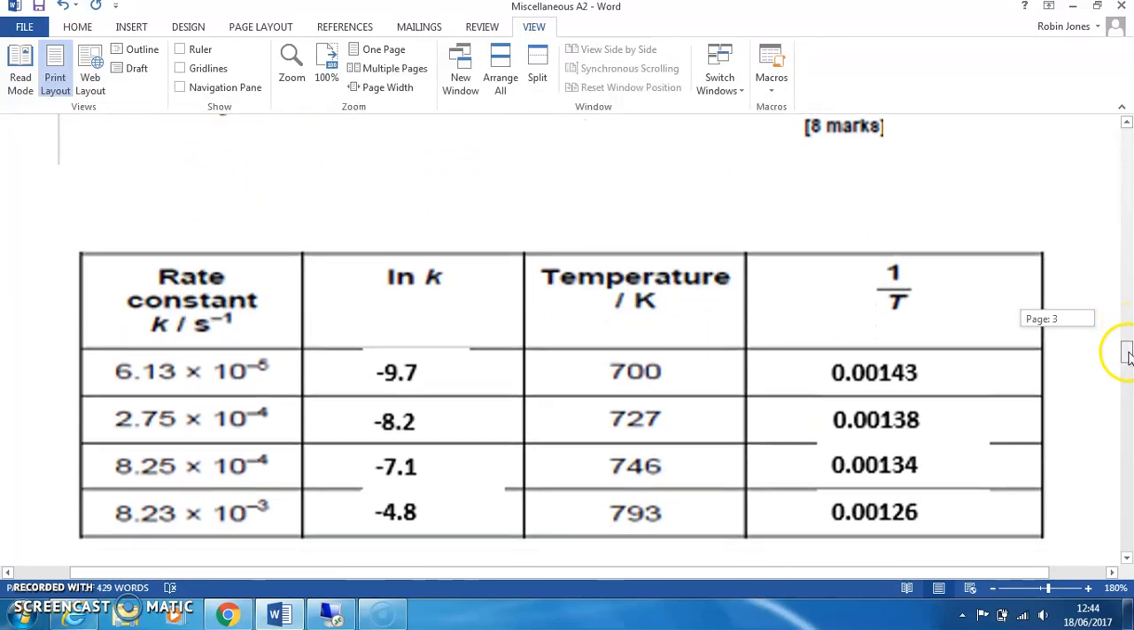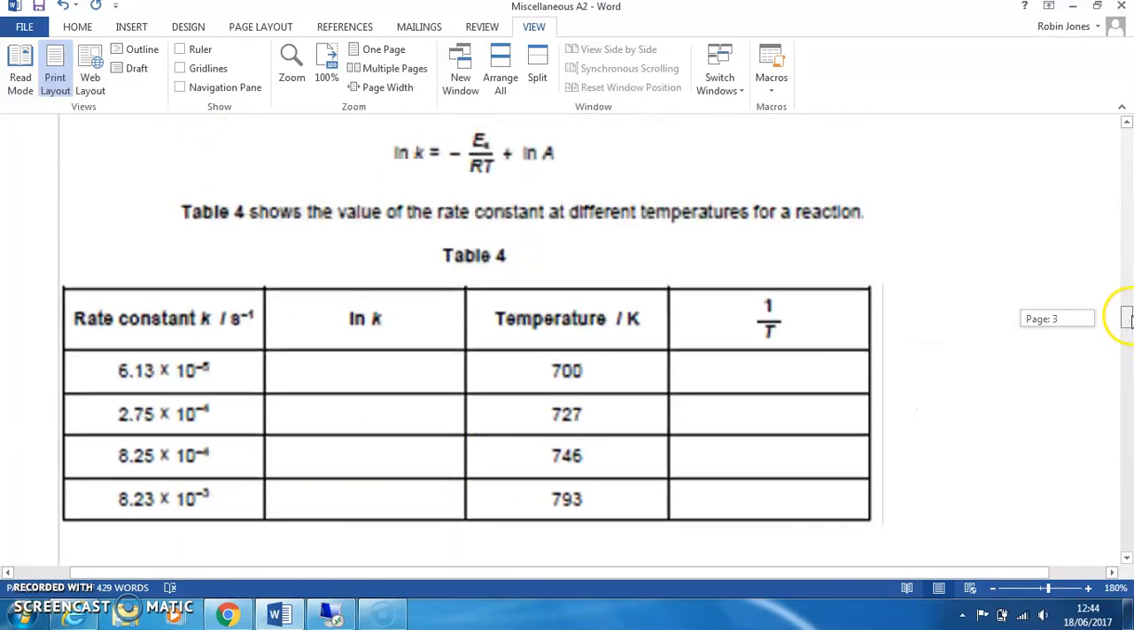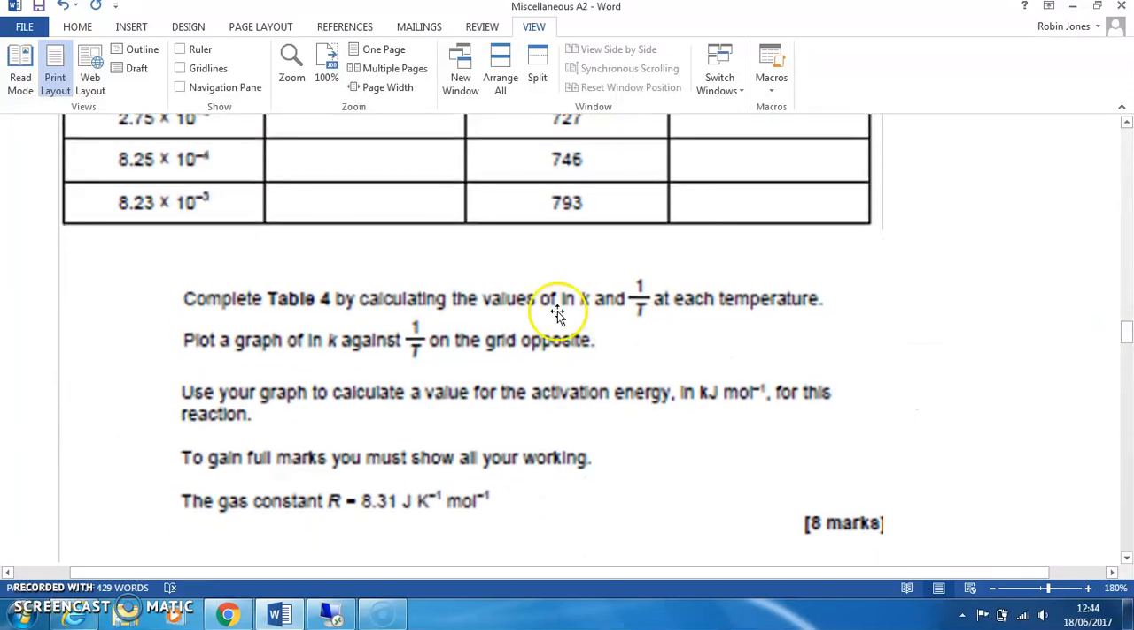Okay, and it comes out as that. That's what it comes out as. Okay, that's just buttons onto a calculator. Next it says plot a graph of ln k, natural log k, against 1 divided by temperature.